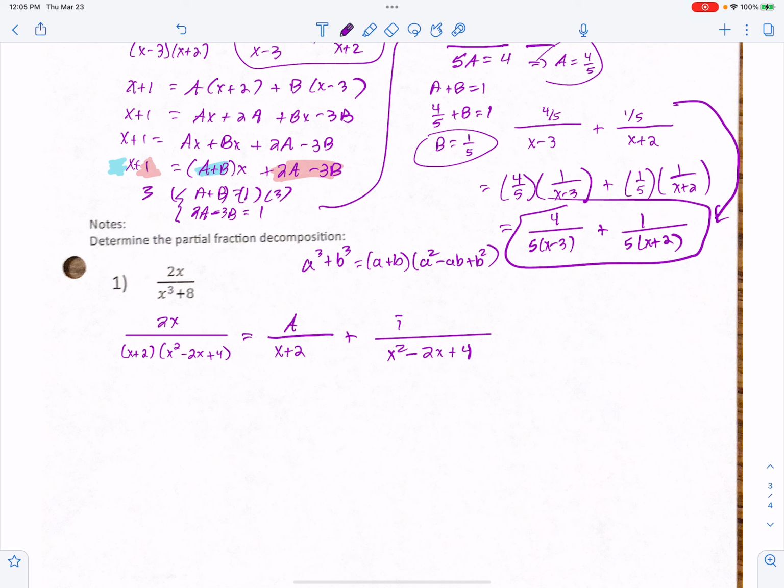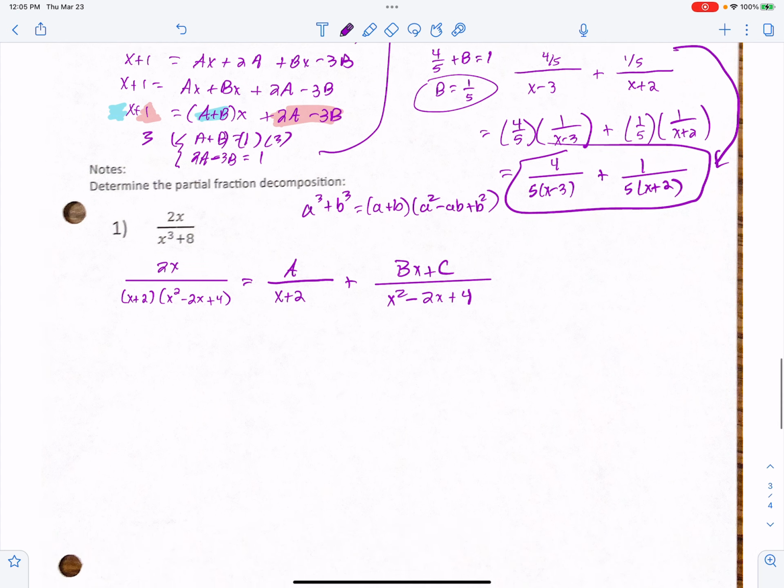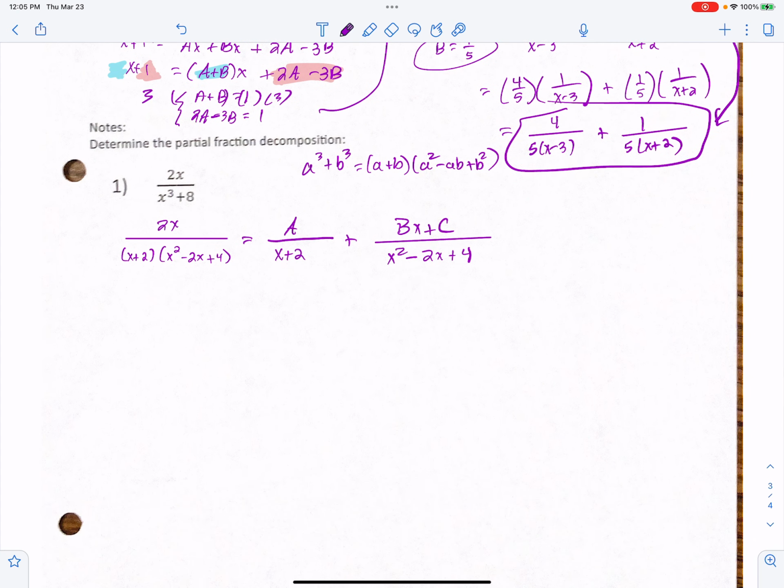And so that's where we need to use bx plus c. And if I multiply through on both sides to get rid of the denominator, I'm going to be left with 2x, and a is going to be times this x squared minus 2x plus 4. And the quantity bx plus c is going to be times x plus 2.